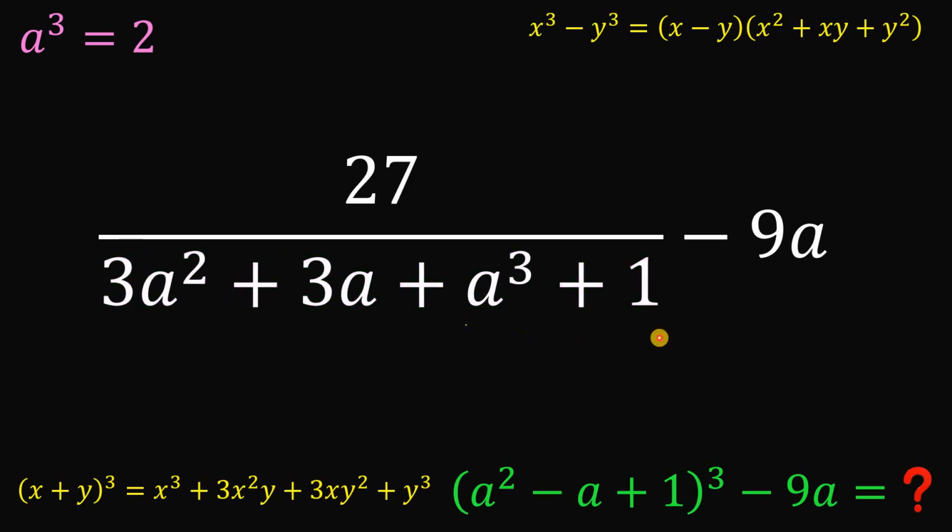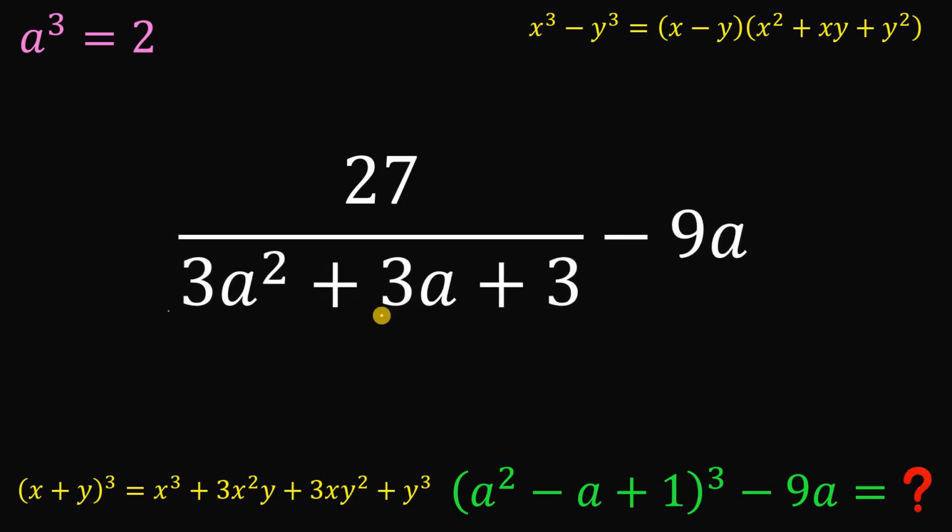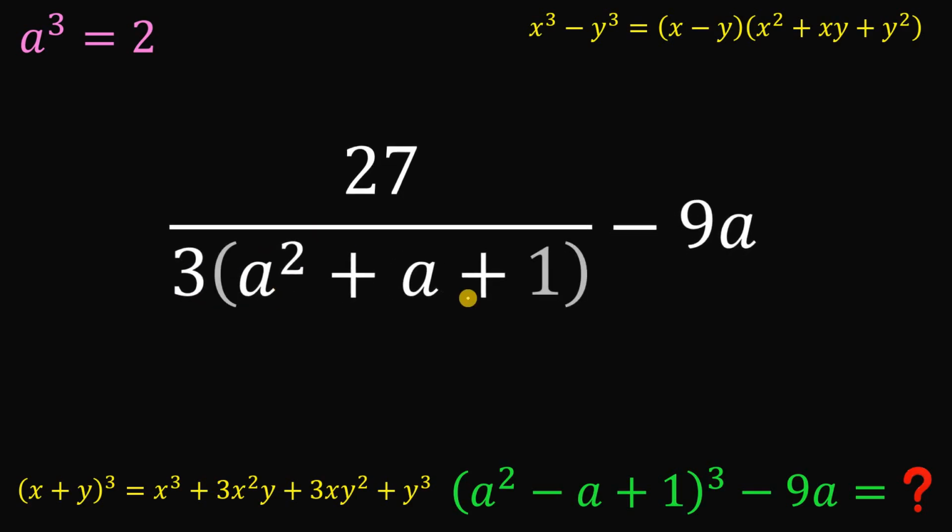Now a cubed plus 1, we know already this is just 3, because a cubed is equal to 2, so add 1 on both sides. So a cubed plus 1 is simply equal to 3. And then let's factor out 3 in the denominator. So we have 3 multiplied by a squared plus a plus 1. And now 27 divided by 3 is simply equal to 9.